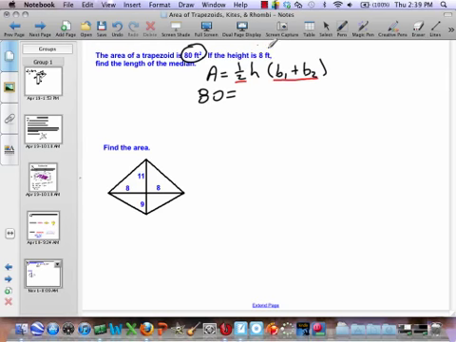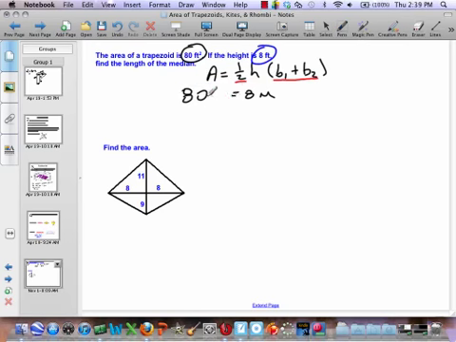How tall is my trapezoid? 8 feet. So really what I have is 80 equals 8 times the length of the median. So how do I solve for the length of the median? Divide by 8. Now, this is probably something we should go over here. I'm actually going to spread this out a little more. It's 10.